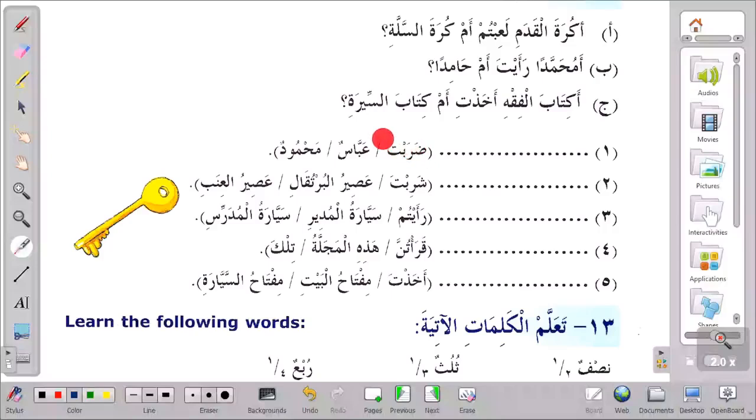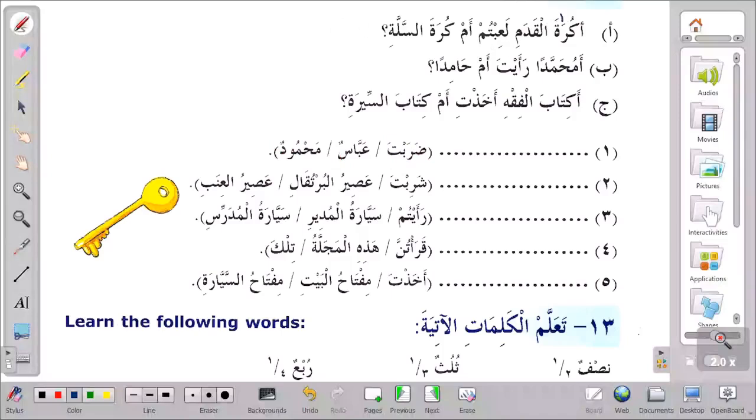Darabta. Okay. Abbas. You see the object is first. Muhammad ra'aita. Okay, and then the verb is in the middle. Kitab al-fiqh akhasta. So you now see that Abbasan. I hope that is clear. Abbasan darabta, okay, this is not Muhammad, this is Mahmud. So Abbasan darabta Mahmudan. I hope that is clear. Please observe here.